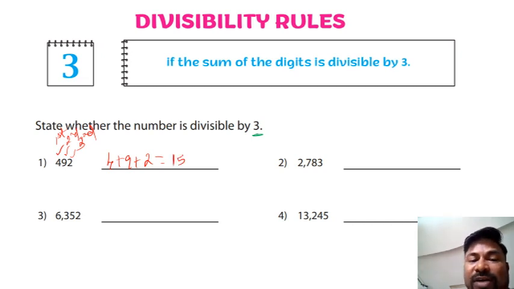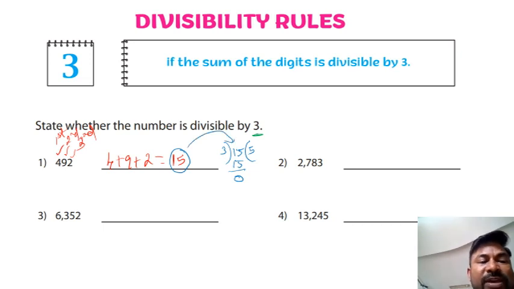Now can we divide 15 by 3? All right, we'll be getting 5, and the remainder is 0. Yes. So as the total sum is divisible by 3, we can say yes, 492, the entire number, is divisible by 3. Now let me do the second sum. Let me check it out with the other sums that are available.